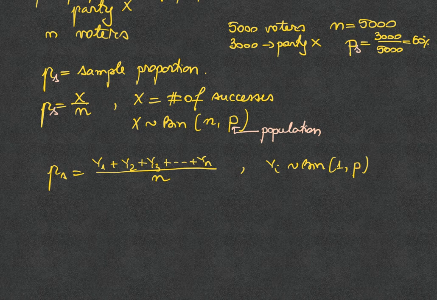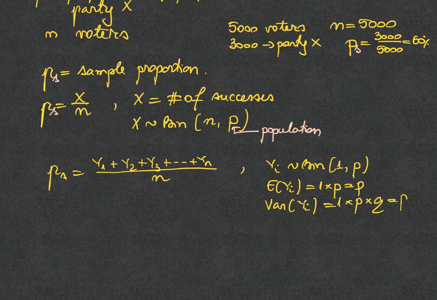So I know that the expected value of Yi is 1 times P, so it's P, and I know that the variance of Yi is 1 times P times Q. So it's P brackets 1 minus P. Now I'm ready to find the expected value of PS and the variance of PS. You might want to stop the movie and try yourself.